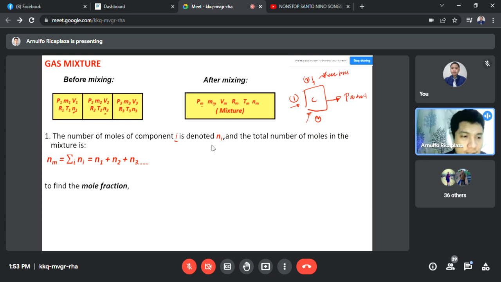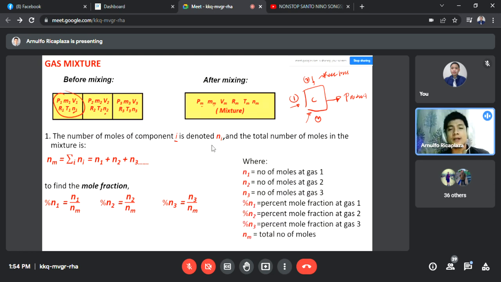To find the mole fraction, you are already familiar with this. To find the percent mole fraction of gas 1, that is N1 over the NM, or the total. To find the percent N2, that is N2 over the N total. To find the percent N3, that is N3 over the N total, or the total number of moles of the mixture. Where N1 is the number of moles of gas 1, N2 the number of moles of gas 2, N3 the number of moles of gas 3, and the percent N1 is the percent mole fraction of gas 1, and so on and so forth.